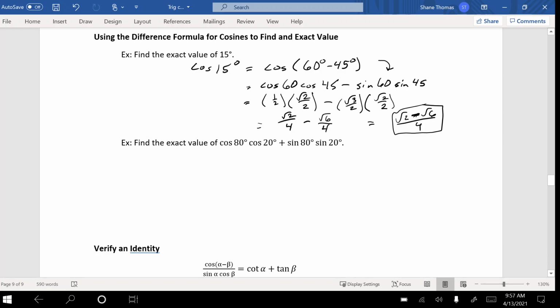Now, then you might have one that looks like this. Find the exact value of the cosine of 80 degrees, cosine of 20 degrees, plus sine of 80, sine of 20. That is just the reverse of what we did on the last one, isn't it? So now we can use that formula and go backwards. We rewrite this as, what's 80 and 20?